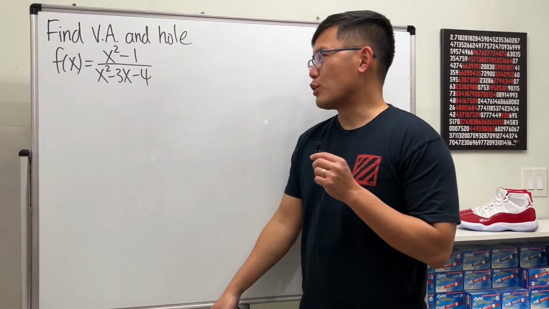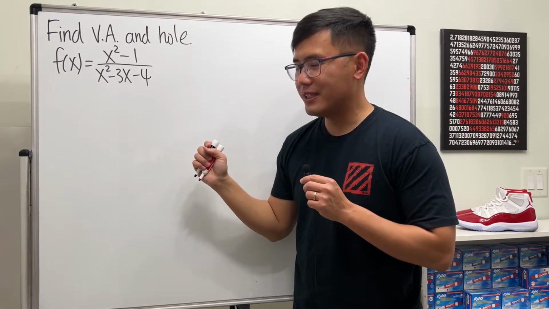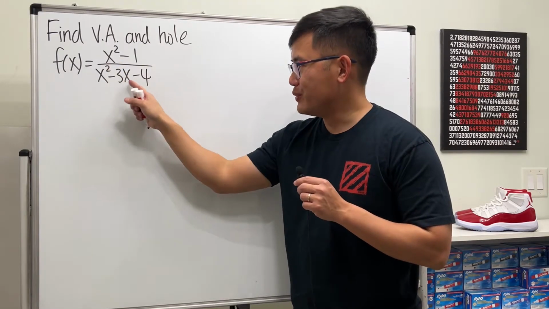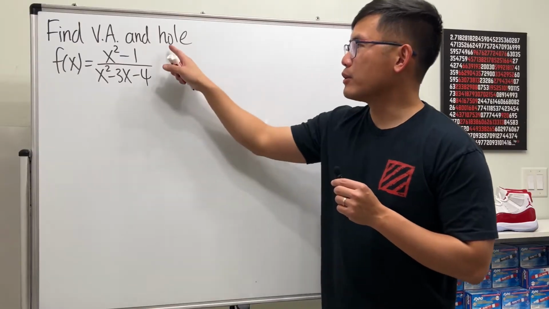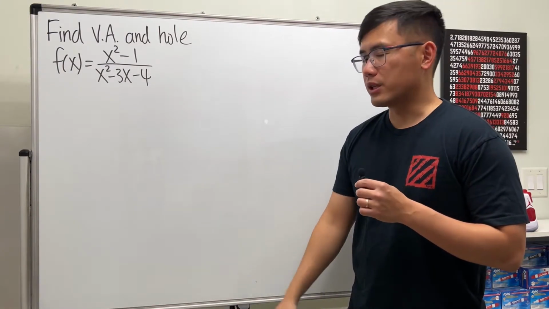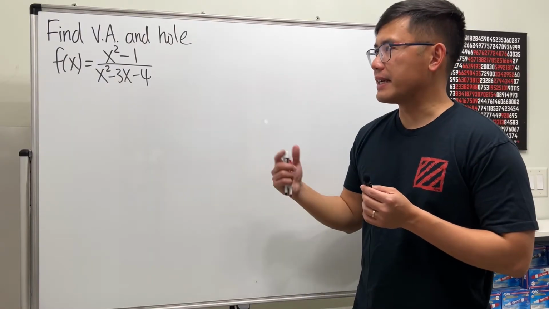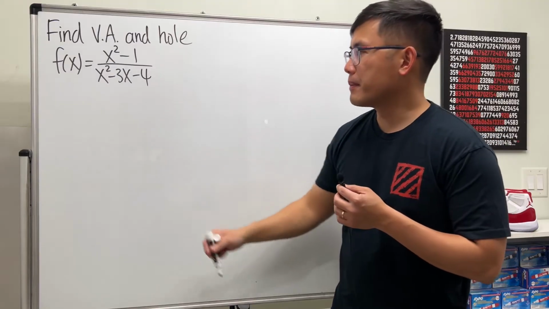All right, here we are given a rational function, x squared minus 1 over x squared minus 3x minus 4. Yes, 1, 2, 3, 4. We are going to find the vertical asymptote and also the hole of this rational function, if there's any. So let's get to work. First, let's go ahead and find the candidates of these two things. And that is, let's just go ahead and find the domain.